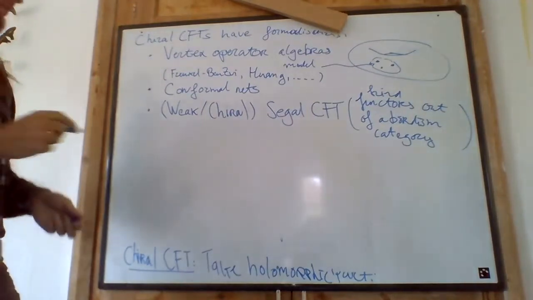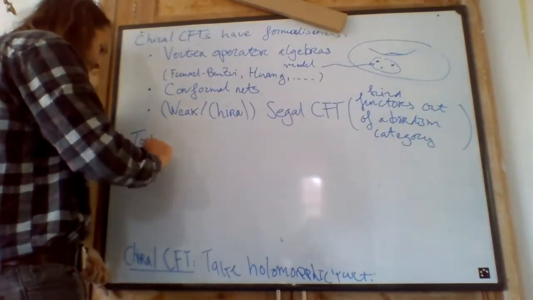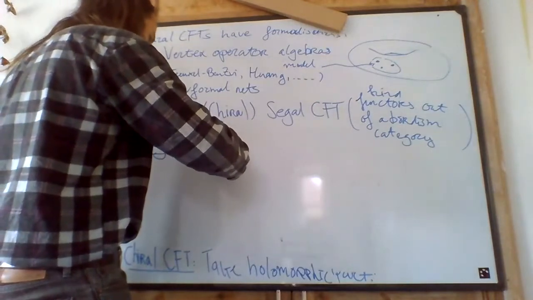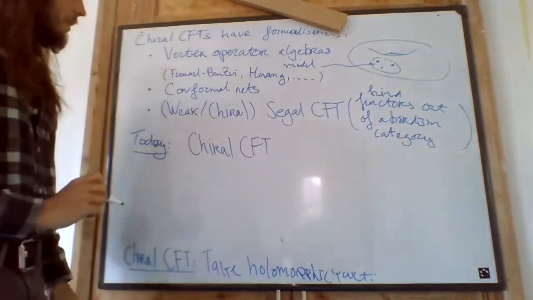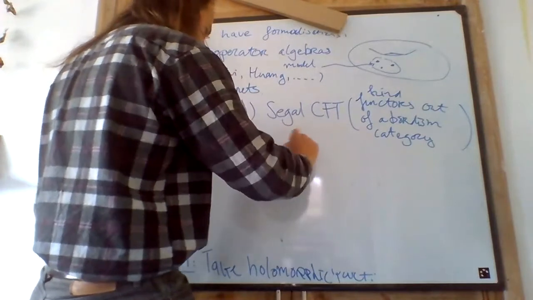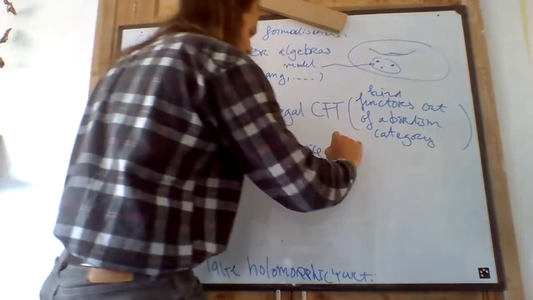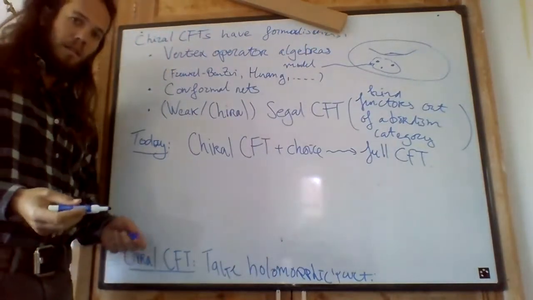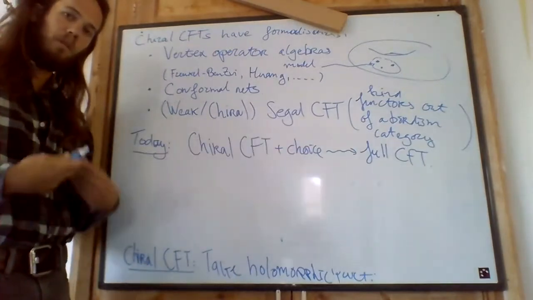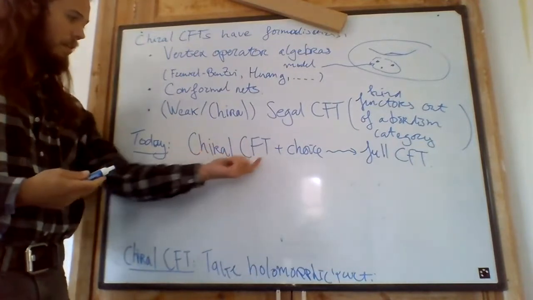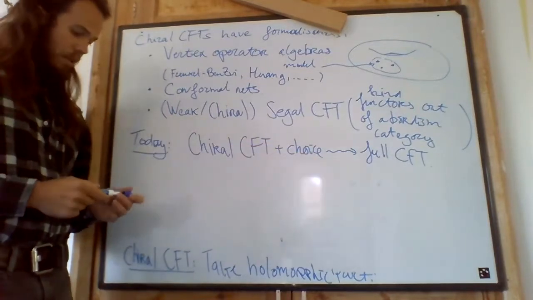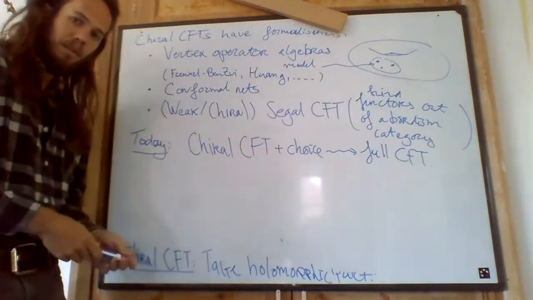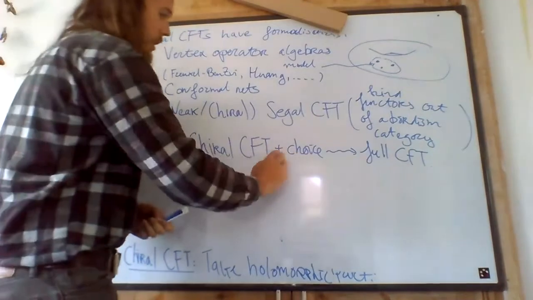Okay, so just to repeat, for today, what I want to look at is a construction that allows you to take a chiral CFT plus some choices, and then from this produce a full CFT. So the idea here is that taking this chiral half out of a full CFT is something that you can undo by taking a chiral CFT and making some particular choice. And these two constructions are not strictly inverse. There's some wiggle factor in the choices that you're allowed to make. But for today, I'm going to be talking about how to do that.